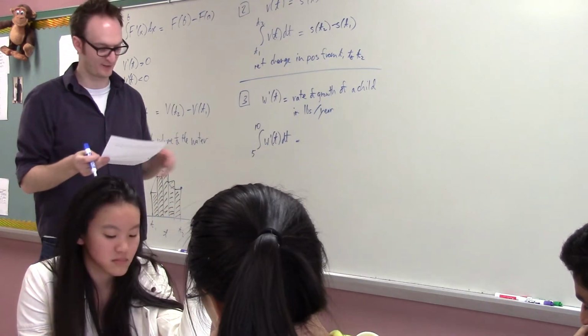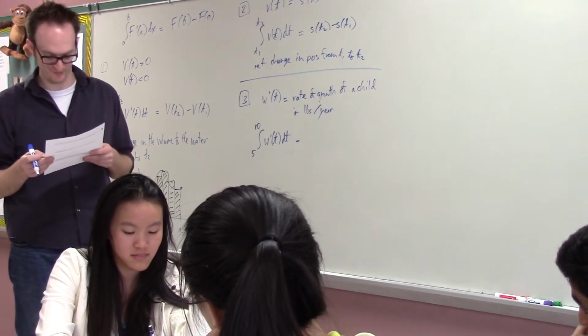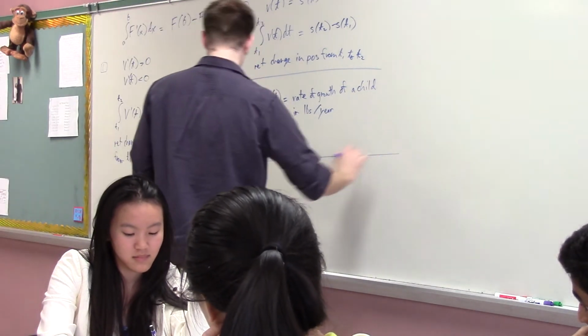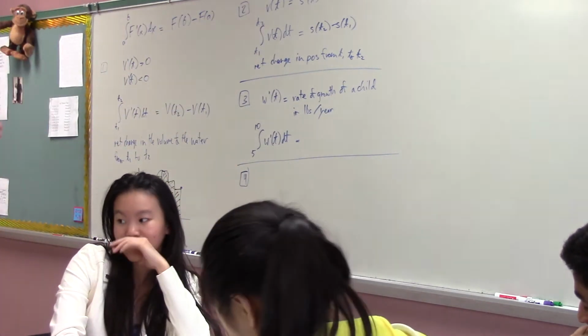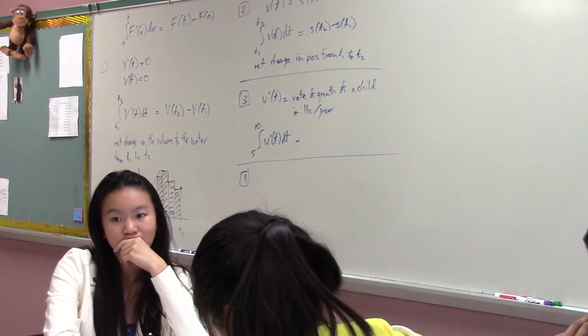Which should be positive. If your child is losing weight from age 5 to 10, that's a big problem. They're probably in the back though. Okay, number 4. Can you do number 4 right now? Good.